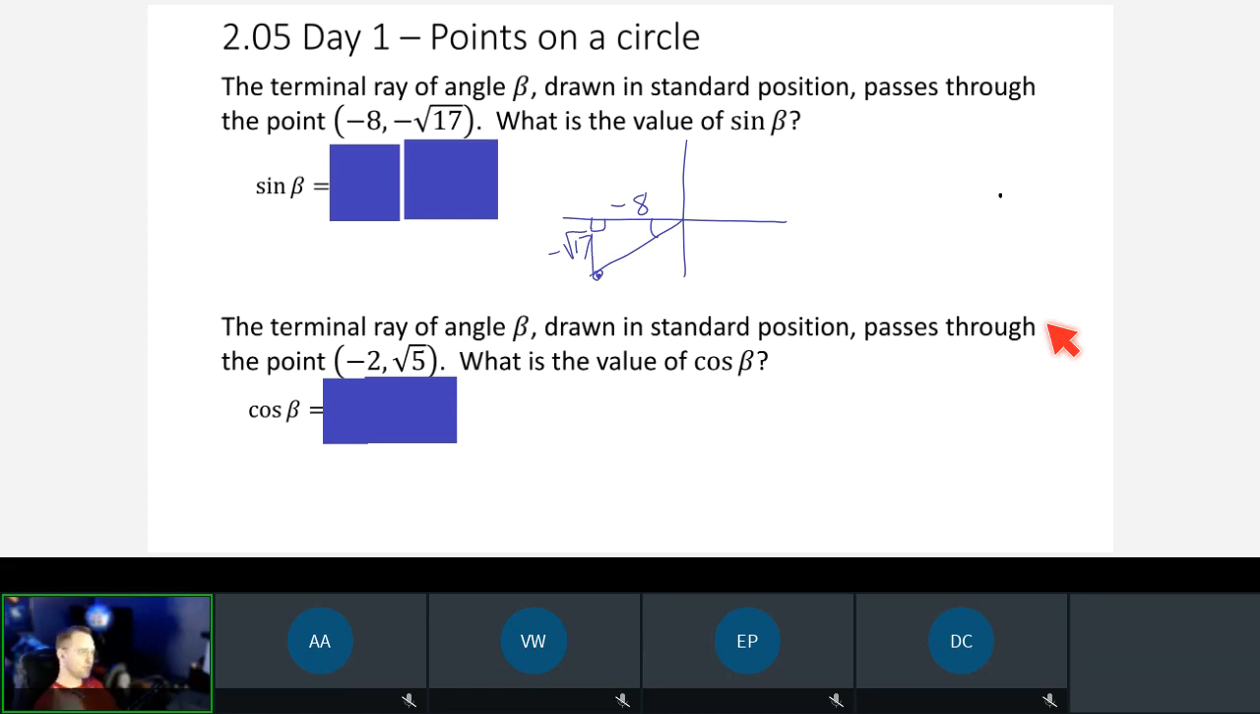So for these problems, you want to draw a picture, you want to label stuff, and then we'll probably have to calculate the hypotenuse. And the hypotenuse is going to be the square root of (-8) squared plus (-√17) squared. And don't forget your parentheses. If you forget those parentheses, your answer will probably be wrong. So everyone type that in and tell me what you get for the hypotenuse.